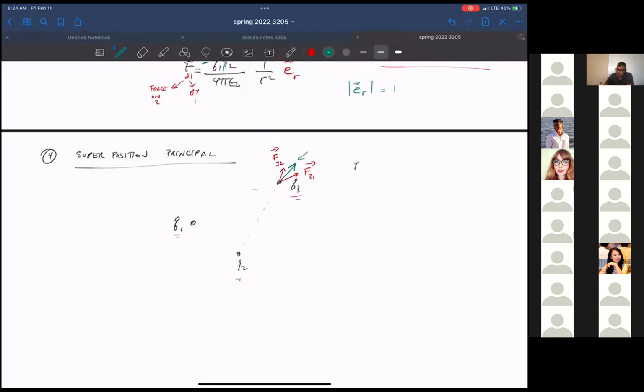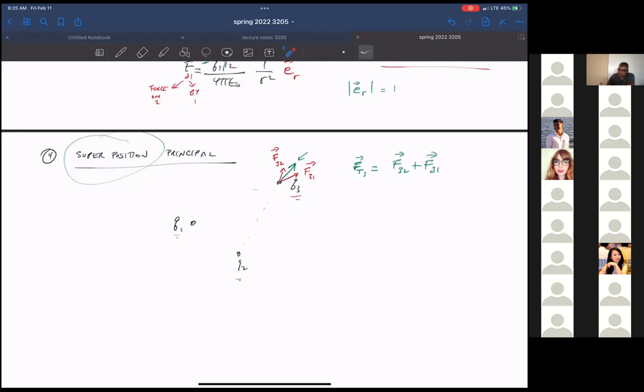So the total force on Q3 would be F31 plus F32, and this is a vector summation. So you vector sum these things, and that's called superposition. And that's very convenient because when we have a whole mess of charges acting on a charge, we can look at the forces individually and sum them up, or as we saw, more likely do an integral, which is kind of a continuous sum. This is what allows us to do that, the superposition principle.